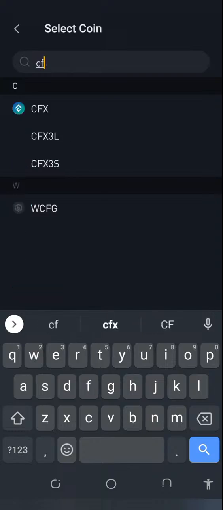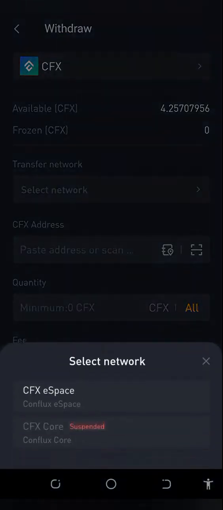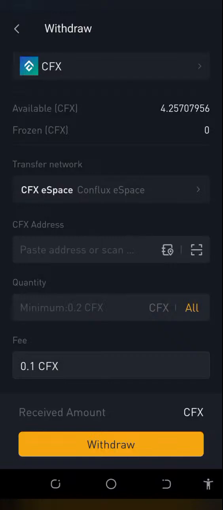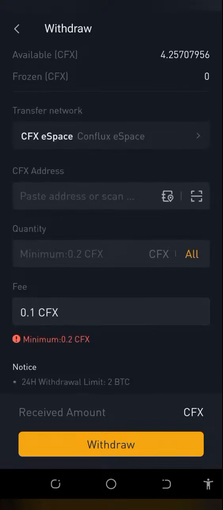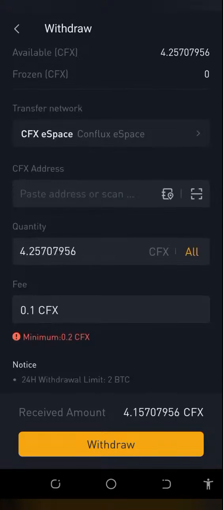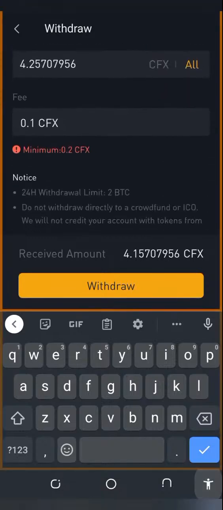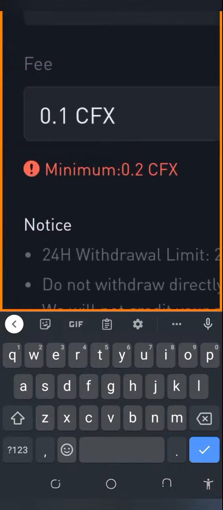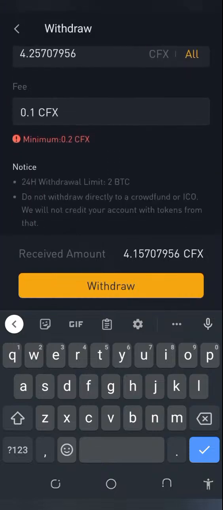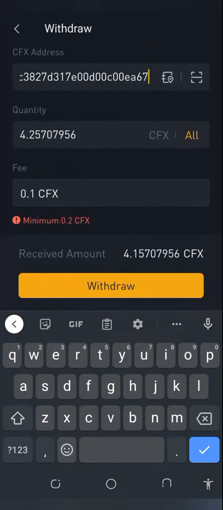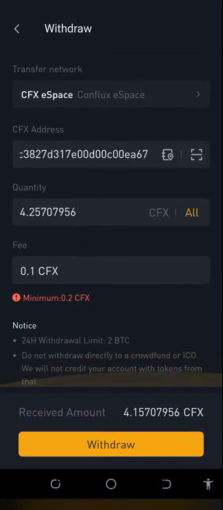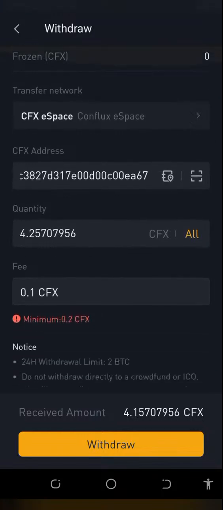So CFX. Whew, let's see. CFX eSpace, of course. And then let's see what we're putting in here. Available? Yeah, everything. All, of course. Let's put in the address. Okay, it said minimum. Minimum is what? Okay, minimum is 0.2 CFX. I've done that. Okay. Well, maybe just a little warning. Okay, all. And then we go ahead. Everything looks good.